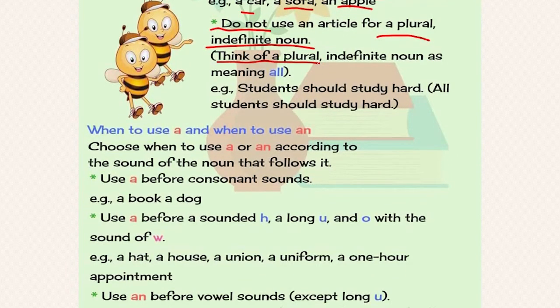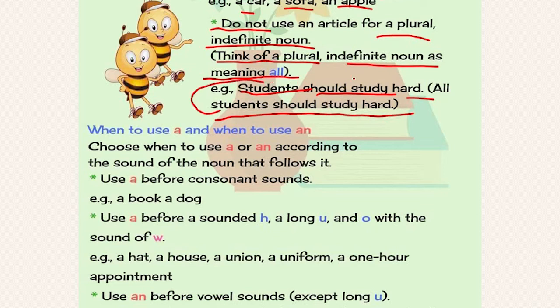Think of a plural indefinite noun as meaning all. Like students should study hard. All students should study hard. Like in this one, all the students are included here.